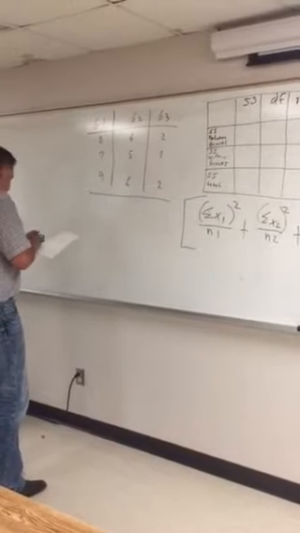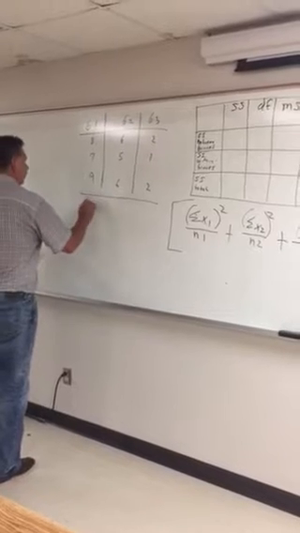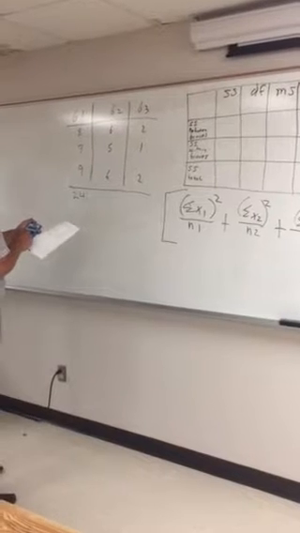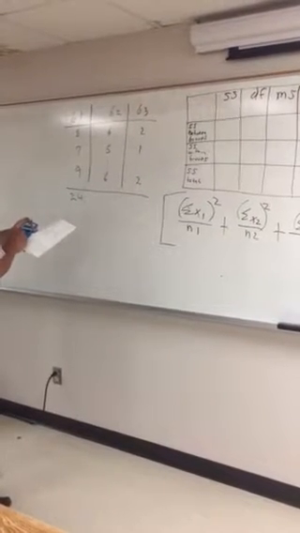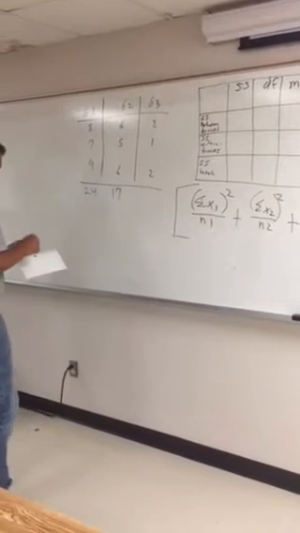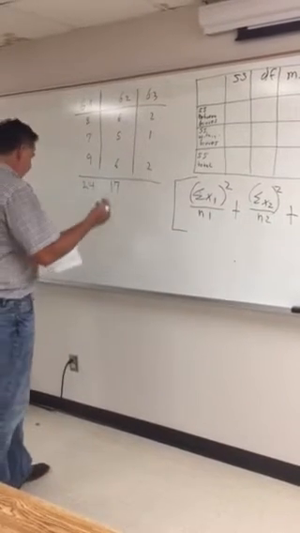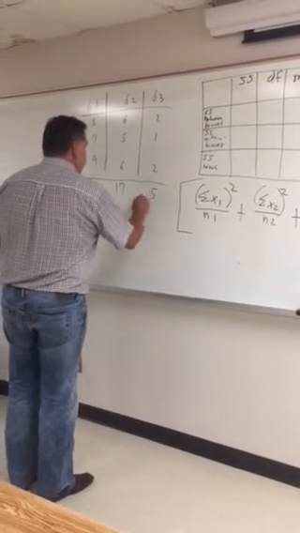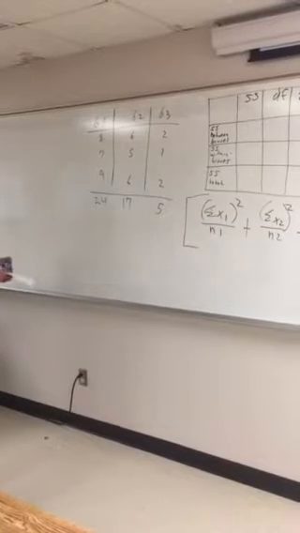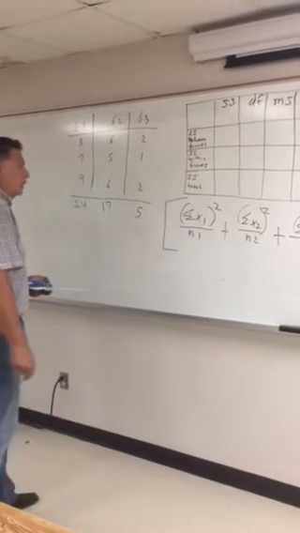So I've got 8 plus 7 plus 9 equals 24. And for group 2, I've got 6 plus 5 plus 6 equals 17. And then for group 3, I've got 2 plus 1 should equal 5. So we'll stick with that. And remember, these are levels of pain. So now I've got all my sums here, so I can start working this formula.